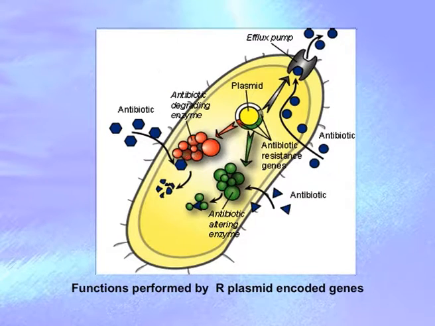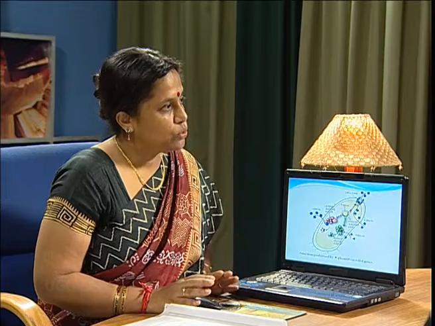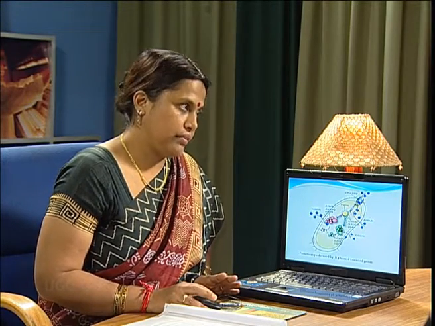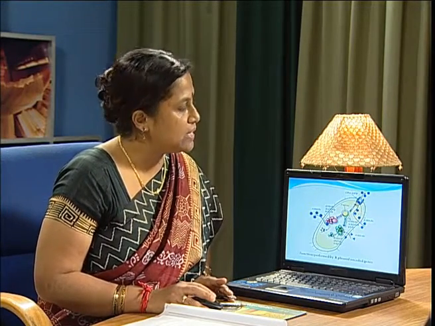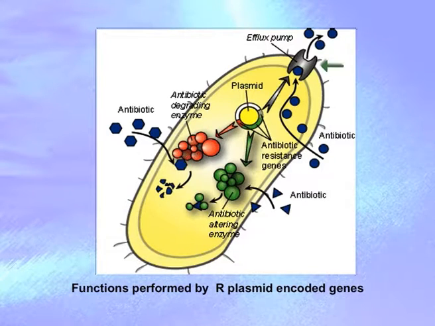The easiest method by which plasmids exhibit resistance is synthesizing certain enzymes that inactivate the antibiotic. The second mechanism of resistance against antibiotics is altering the activity or the structure of the antibiotic, so that it can no longer exhibit its toxic effect. The third important mechanism of plasmid-mediated antibiotic resistance is the development of efflux pumps, which pump the antibiotic out of the cell. So the cells are completely free of the antibiotic.